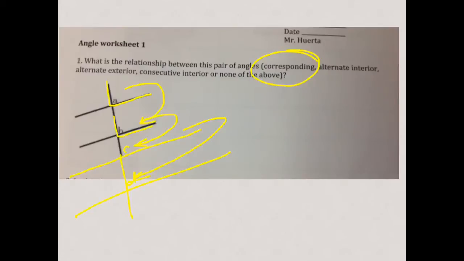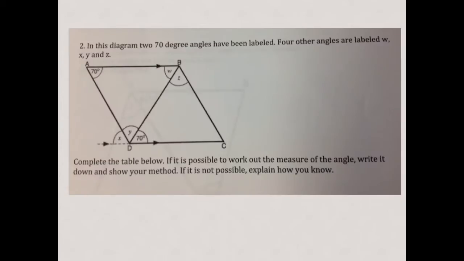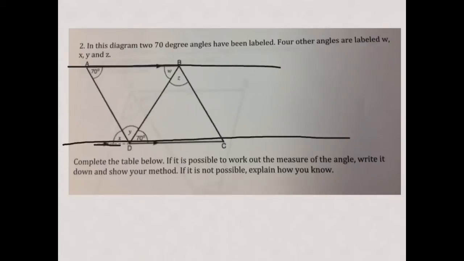And as we continue drawing this line out, these angles would continue to be equal also to those other angles. Now in this diagram, you have two 70-degree angles that are labeled, and you have four angles, W, X, Y, and Z, that we need to figure out their measurements. Now class, I want you to pay attention. Right here, you have two parallel lines that go like that, because this little line down here is stating that that line continues forever.